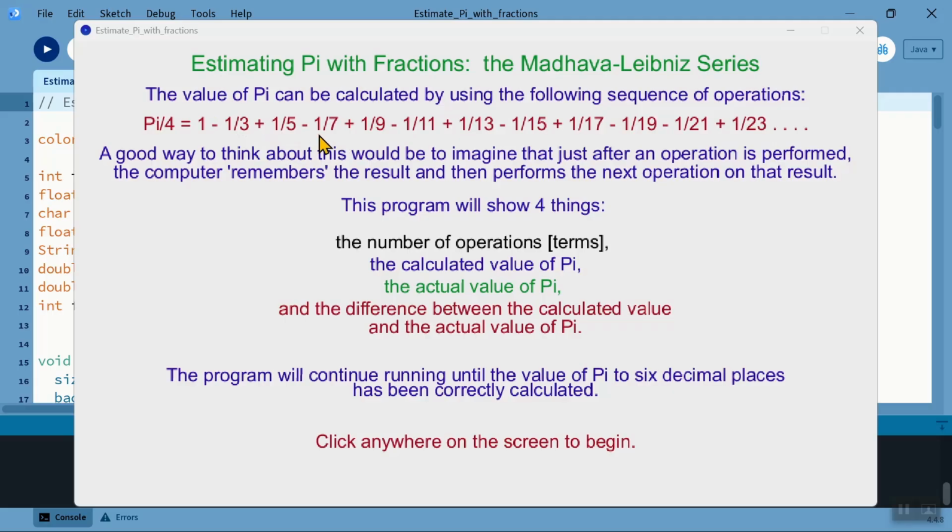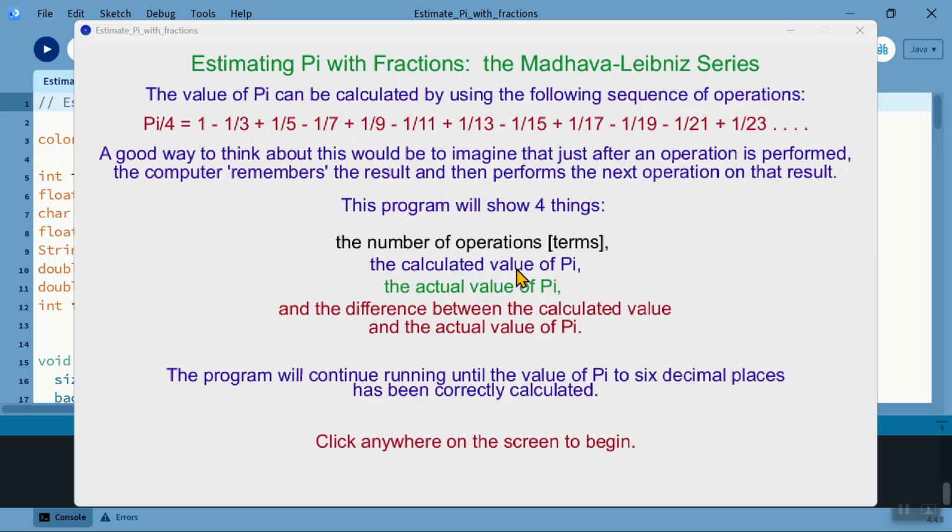And one more thing to notice. We start with a minus sign in front of the fraction and then alternate to plus, minus, plus, minus, plus, minus, plus, minus, plus, minus. I reversed the signs in front of the last two terms, but it won't matter because the program is independent of this front cover sheet of explanation. It'll all work fine. So the number of the operations is in black.